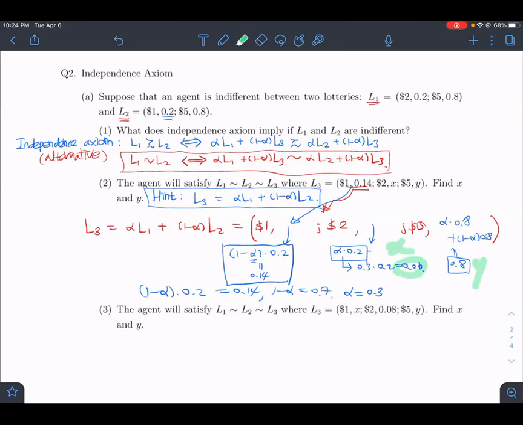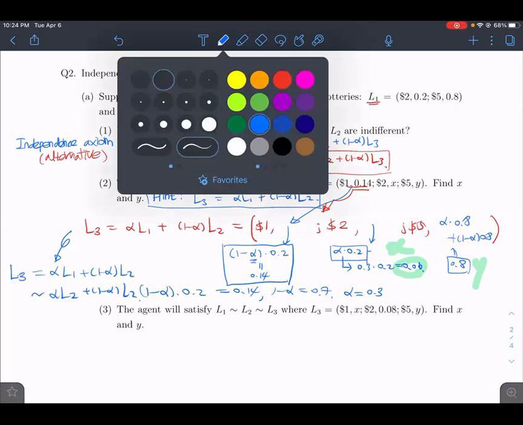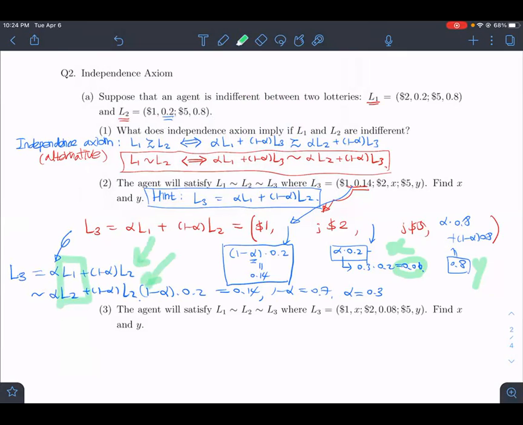And why does this imply that L3 is indifferent to L1 and L2? It's because of the final step. After calculating X and Y, L3 is a result of mixing L1 and L2. By the independence axiom, this is indifferent to alpha L2 plus 1 minus alpha L2. It's like fixing L1 and L2 and then mixing with a third lottery, which is L2. If L1 and L2 are indifferent, then this kind of mixing should also be indifferent to each other. So this is coming from the independence axiom, and this is just L2. So we can see that L3 is indifferent to L2. Any questions?